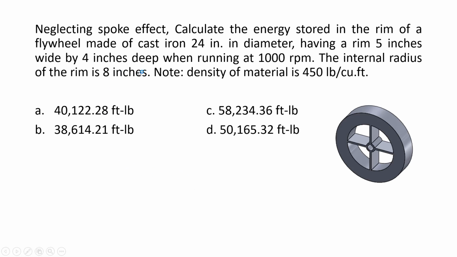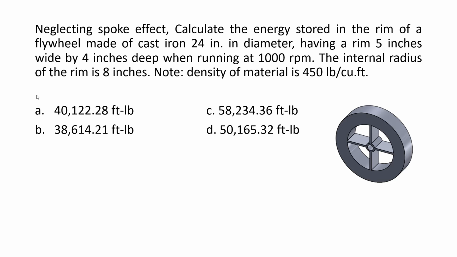Neglecting spoke effect, calculate the energy stored in the rim of a flywheel made of cast iron 24 inches in diameter, having a rim 5 inches wide by 4 inches deep when running at 1000 RPM. The internal radius of the rim is 8 inches. Note, the density of the material is 450 pounds per cubic feet.